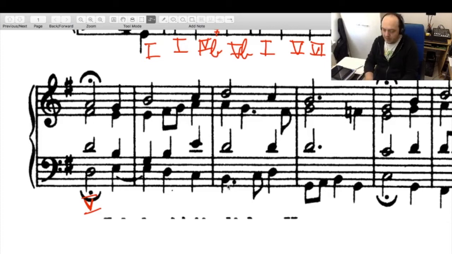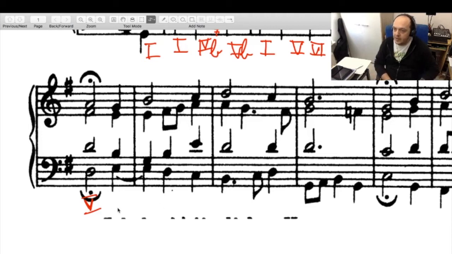Nice. Cadencing on the subdominant, the harbinger of things to end. Cadencing on the subdominant by using the tonic chord with a minor 7. Anyway, one thing at a time.